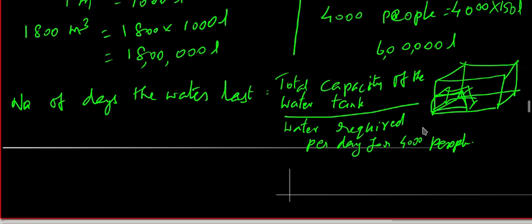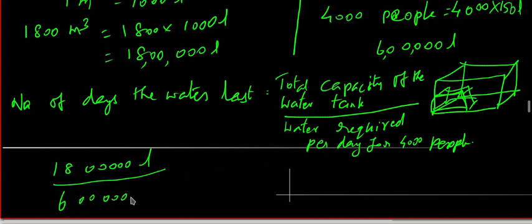Okay. So, total capacity of the water tank is this one. 18 lakh liters is the total capacity of the water tank. Here for 4000 people, how much water required per day? This we arrived at here. So, let me write down and divide. Okay. So, 6 lakh it is. So, this liter and liter will get cancelled. And these 5 zeros and these 5 zeros will get cancelled. 6 and 18 will go 3 times. So, the number of days the water lasts will be 3. Okay. This is days only.